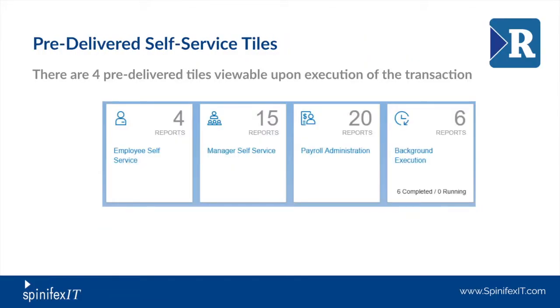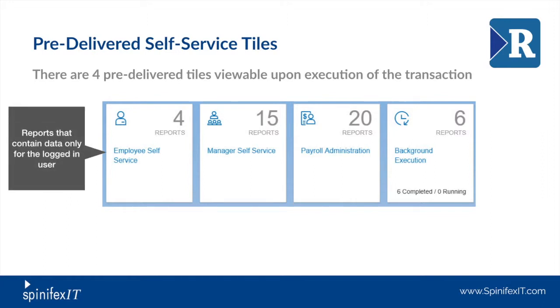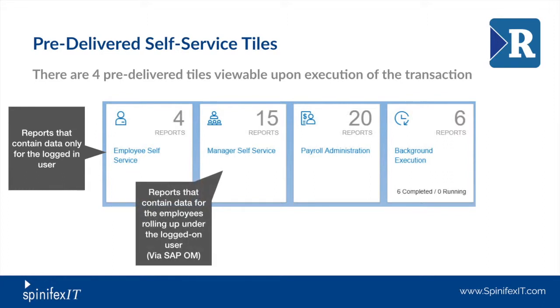Now that you know how to get in, let's move on to what you're going to see. The delivered version of the software includes 4 tiles as illustrated here. We have ESS, where the reports included will execute for the logged in user's data. MSS, so that managers can pull data on their employees, with the system using the reporting relationships in SAP to determine the appropriate team members.